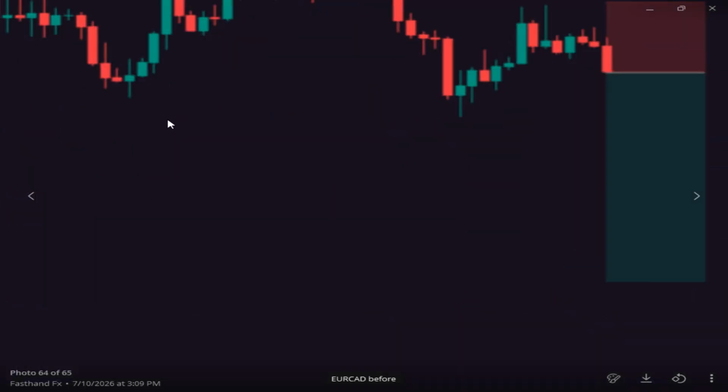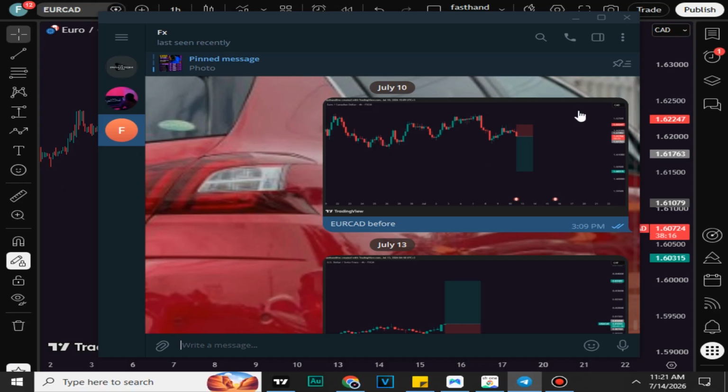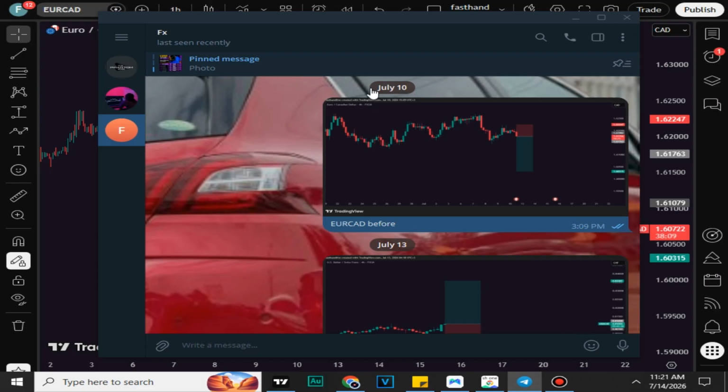Let me help you to zoom. This is when I was taking the screenshot. That is when I took the trade, July 10th. Okay, so that is how the trade was looking, that's how price was looking. So that was July 10th, you guys can see, and today is July 14th over here at the bottom.